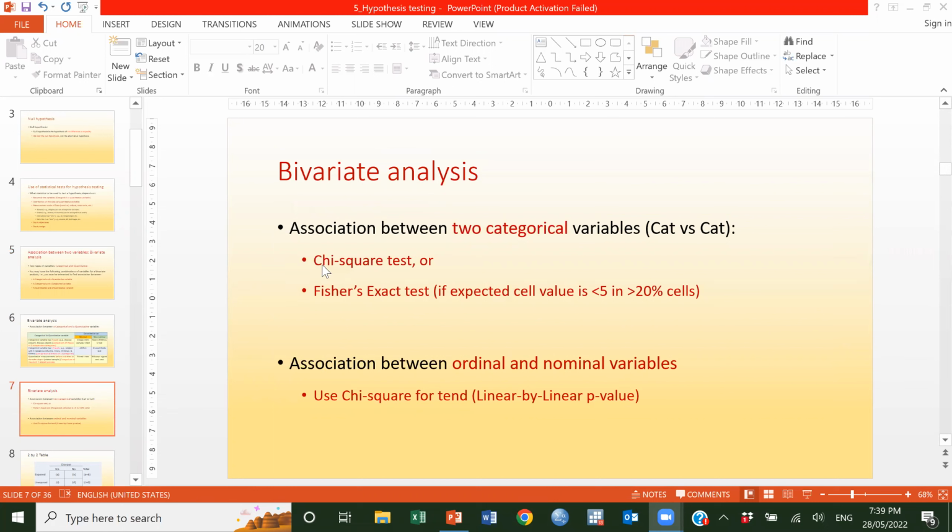In the last class, we discussed association between two categorical variables. And to find association, we said that we shall use the chi-square test or the Fisher-Exact test. The Fisher-Exact test is used if the expected cell value is less than 5 in more than 20% of cells. And this information will be provided by SPSS below the chi-square table. Okay?